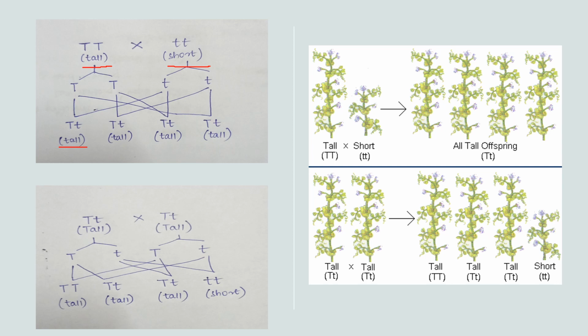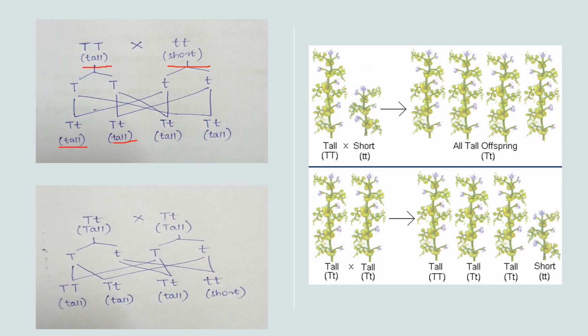But this was genotypically not similar to the tall plant because the parent plant had a genotype of capital T and capital T, whereas the offspring had a genotype of capital T and small t. Next, the capital T gene of the tall plant was combined with a small t gene of the short plant, resulting in the same tall plant with a genotype of capital T and small t.